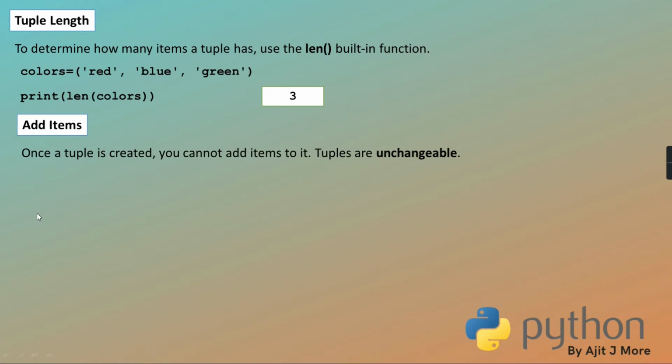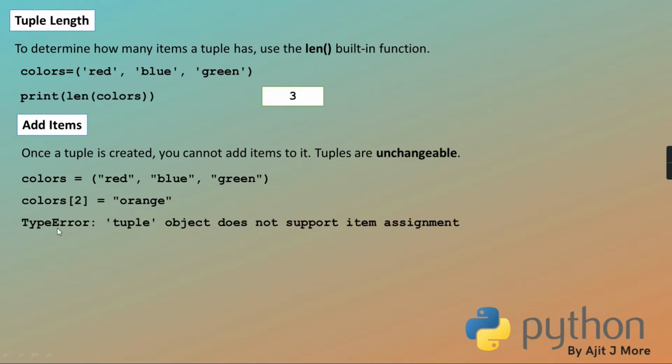See, once a tuple is created, you cannot add items into it because a tuple is unchangeable. You cannot modify a tuple. See, colors, this is your tuple, and if you're trying to replace green with orange, then also it's going to generate an error. It will say tuple object doesn't support item assignment. The same thing you can do with a list, but the same operation on a tuple generates an error.